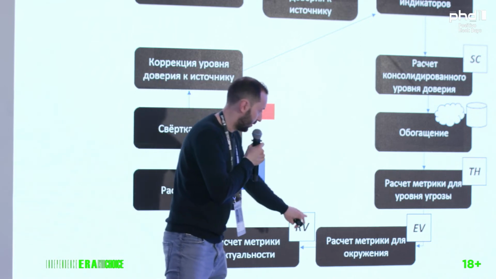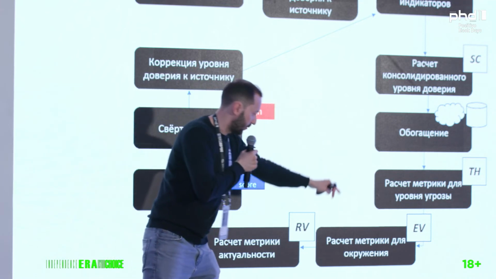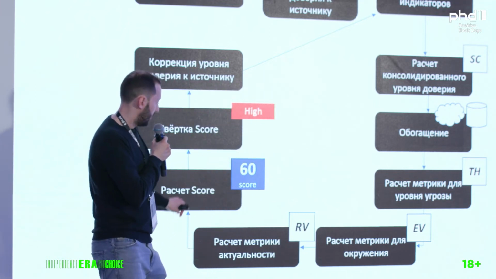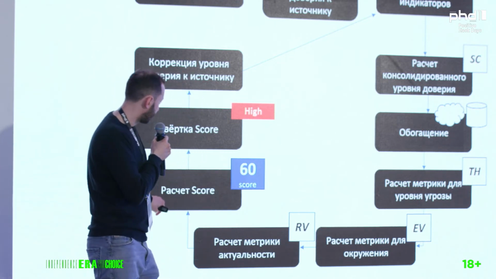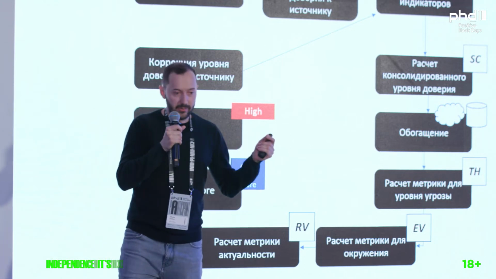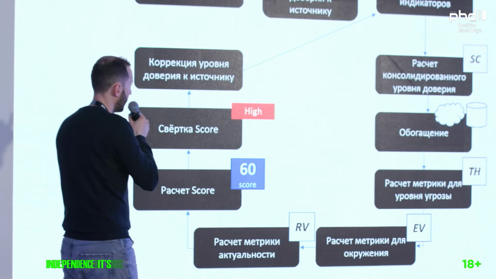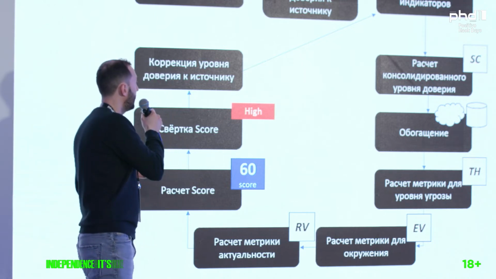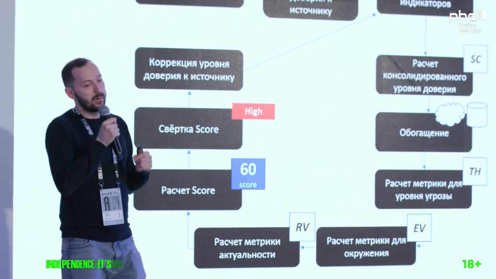Next, we calculate the threat metric. Next, we calculate the environment metric, the environment value. Next, we calculate how rotten it is. We calculate RV, and then we come up with the final score. From a 100-point scale we move to, say, a 3-point scale, as I described. And then we go from the numeric score to a recommendation: is it high, low, or medium?